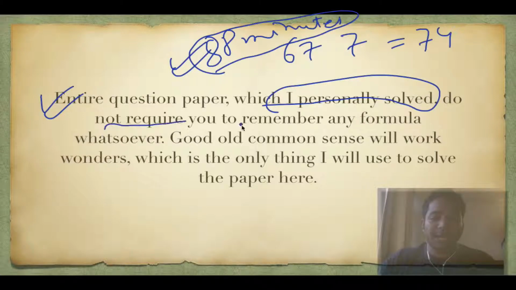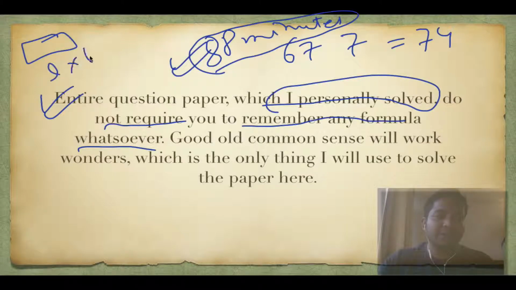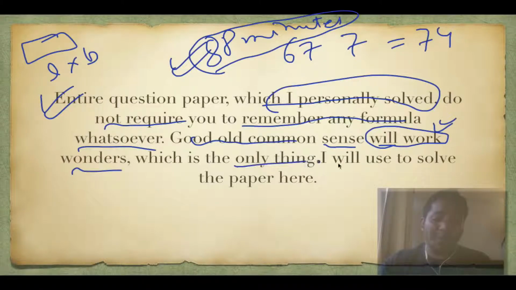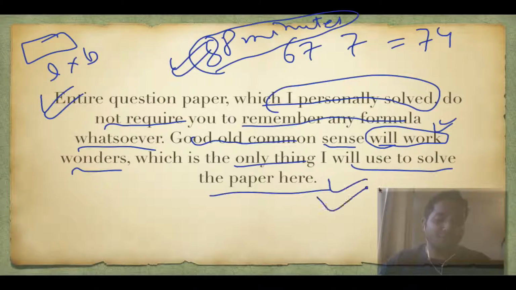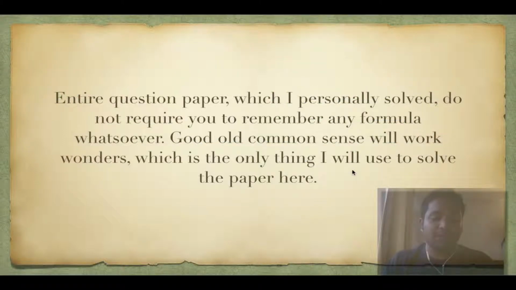You do not require any formula to be remembered whatsoever, just plain old common sense. Now don't come telling me that the area of a rectangle is L into B, so this is a formula you have to remember. If you count these as formulas, then God save you. But the extremely basic formulas which you have learned till 5th, 6th class are required, otherwise they are not. So good old common sense, which is not so common among the public, will be needed here. It will work wonders. It is the only thing that I will be using to solve the paper. No formula whatsoever. I'll tell you the formulas, but I'll try to solve the questions without any formulas.